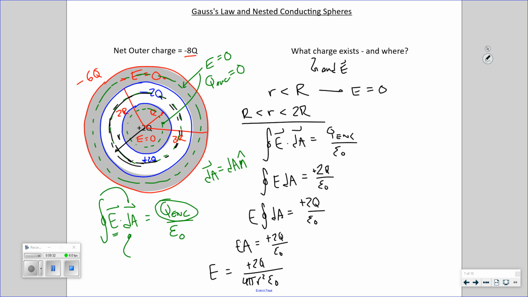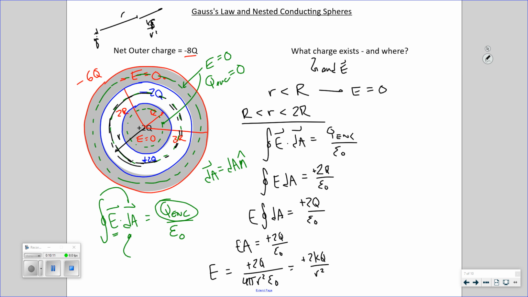Now the 1 over 4 pi epsilon naught, that's k. So this is okay to write as positive 2kQ over r squared. And that agrees with a very basic form of Coulomb's law that says if you have a charge and you're some distance r from it, then the field strength, if this is positive, is kQ over r squared. Here's a charge Q. Well, we happen to be away from a charge 2Q, so hence this positive 2kQ.